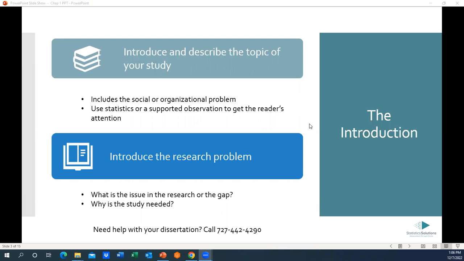You usually want to start off with that, right? Just start off with what the issue is that's driving the need for your study. You may want to start off with a statistic, or you can start off with a statement too, but it should be anchored in the research, right? It should be sourced.